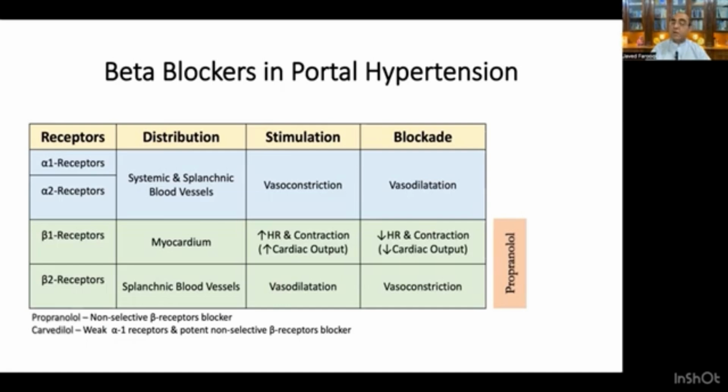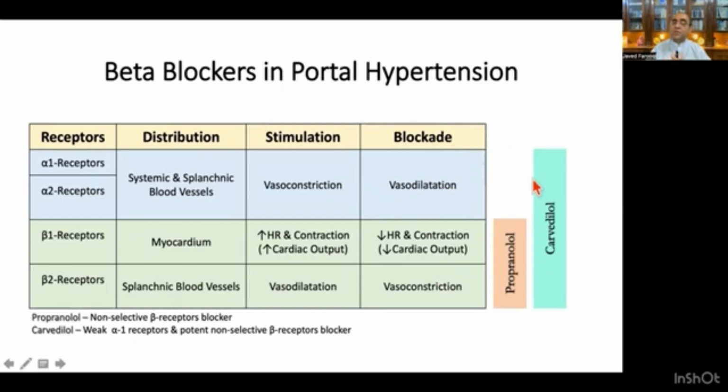What does carvedilol do? Just like propranolol, it decreases the blood volume in the portal vein because of the beta 1, beta 2 receptor blockade. But additionally, as I said, it has alpha 1 receptor blocking activity as well. And because of this, the vessels which are present in the liver dilate. It results in the vasodilatation of the intrahepatic vasculature at the sinusoidal level.